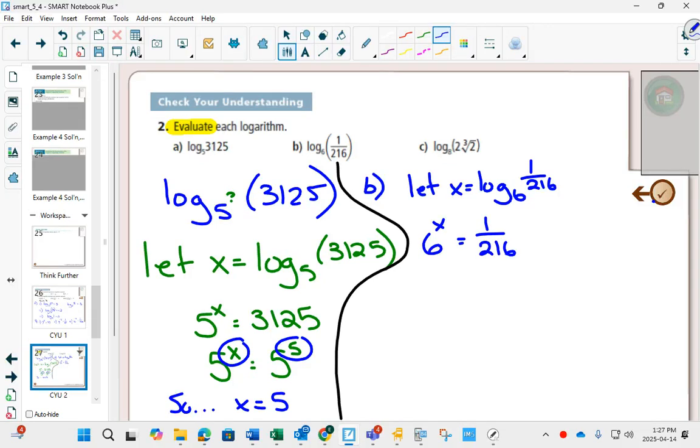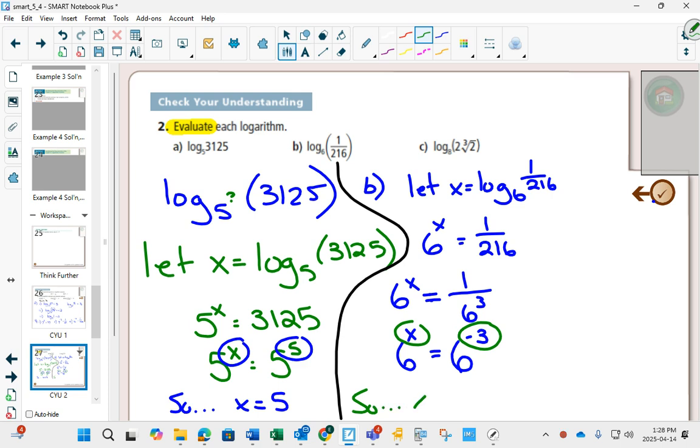This one is on your powers chart. 216 is 6 cubed. What can I do with that 6 cubed on the bottom of an equation? I can use my negative exponent law and move it to the top. And then, so x would have to equal -3.